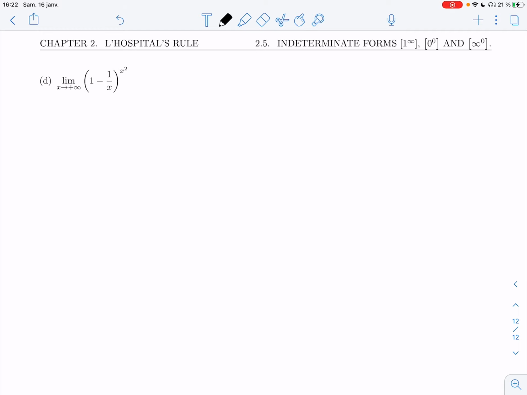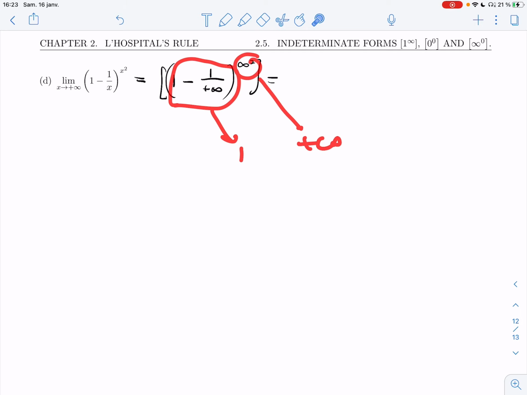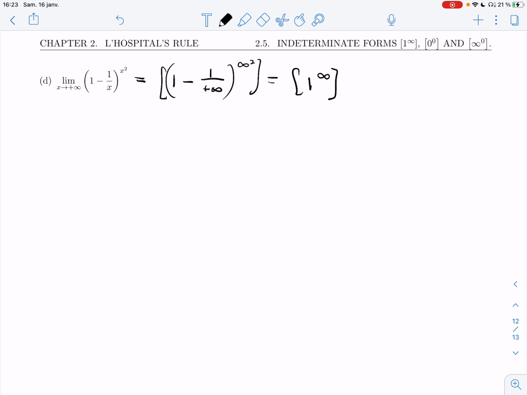All right, so I want to compute the limit of (1 minus 1 over x) to the x squared. So 1 minus 1 over x, with x going to positive infinity: 1 over a huge number goes to 0. So the interior goes to 1, and the exponent goes to infinity. So what I'm getting is 1 to the infinity. All right, one of the 3 power types.